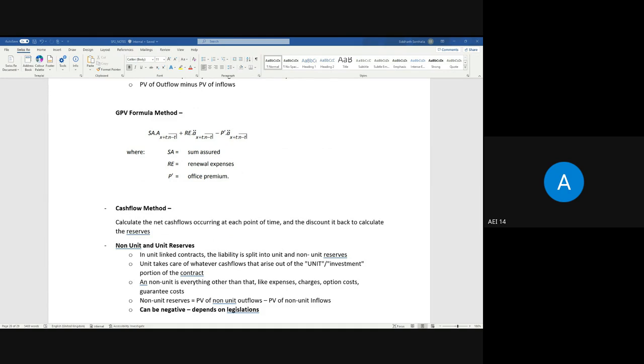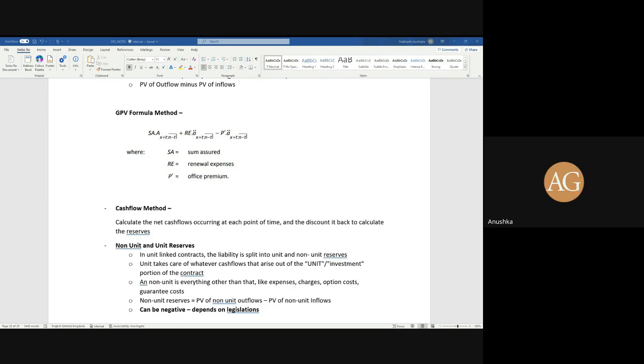Why do you think insurance companies would want to look at this method, calculating the net cash flow at each point of time and then discounting it back? Why would this method be preferred by any insurance company?